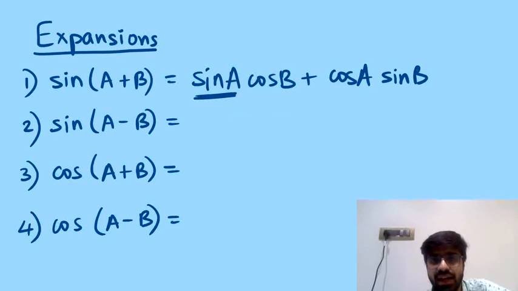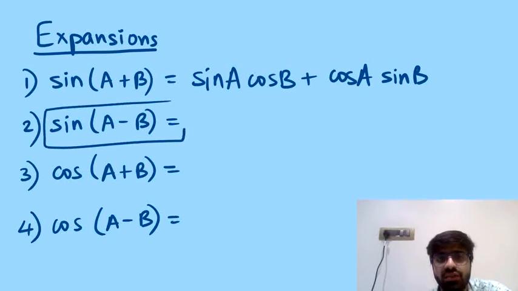If you are taking sine a, then the next term you take cos a. If you are taking cos b, then you take sine b here. So it is sine a cos b plus cos a sine b. If A gets sin, then B gets cos. Sin a cos b plus cos a sin b.